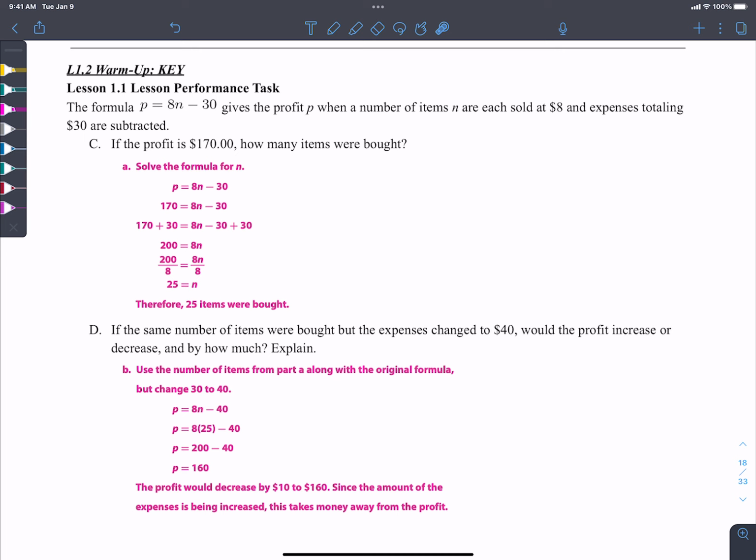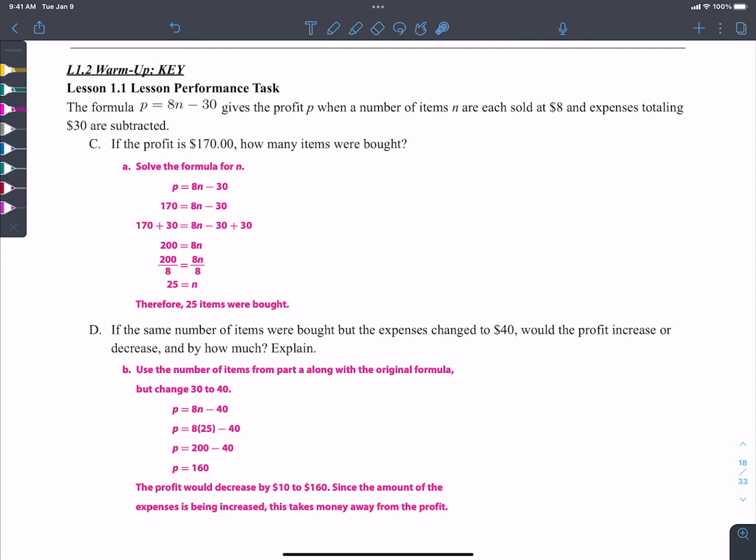Well, that makes sense because if your cost of doing business goes up, obviously your profit goes down, because this 8N is the revenue, and the revenue hasn't changed. Therefore, the profit would decrease by $10 to 160. Since the amount of the expenses increased, this takes the money away from the profit. Makes perfect sense, right? Nice.